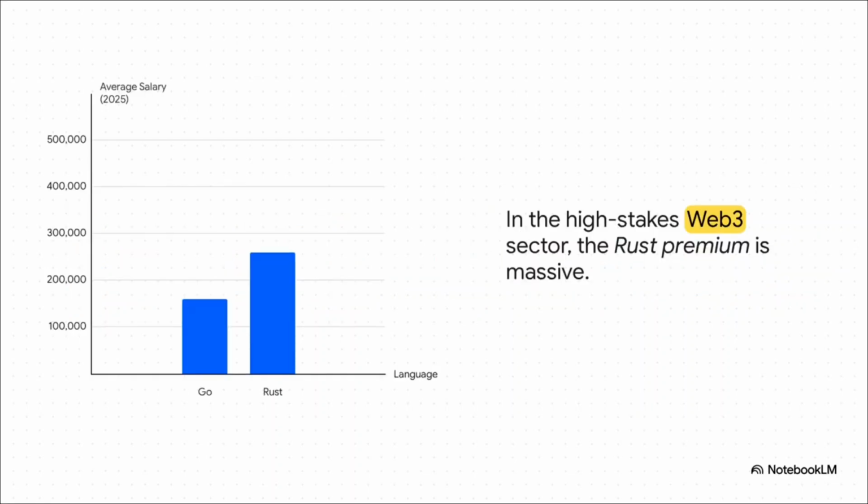And this salary gap gets even crazier when you look at high-stakes industries. Take Web3 and blockchain, for example, where a single bug can cost millions. The premium for Rust's safety is massive. The average Go salary is a very, very respectable $160,000. But for Rust developers, it skyrockets to an average of $260,000. That's a $100,000 difference. It just shows you how much value the market places on Rust's guarantees in those critical domains.